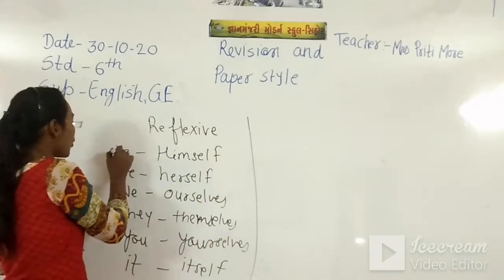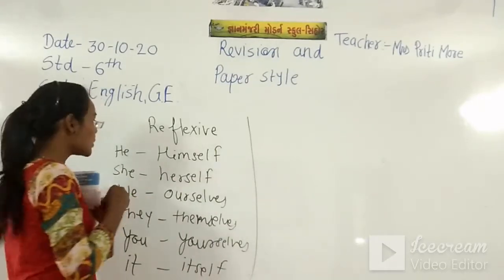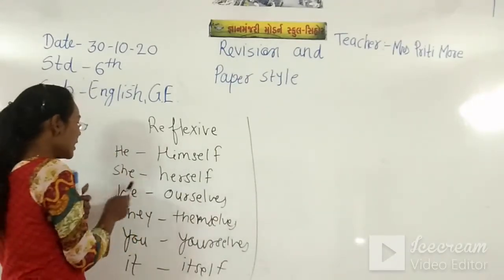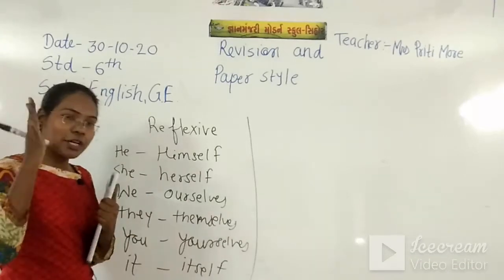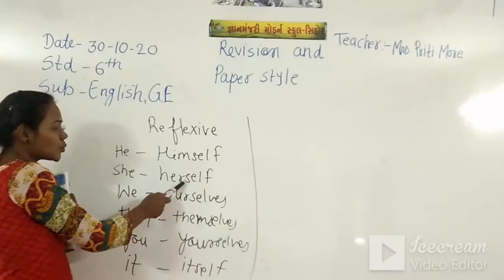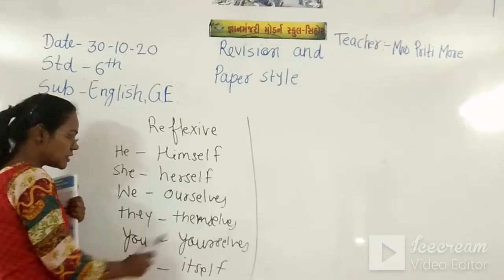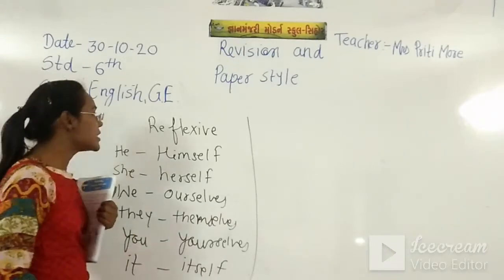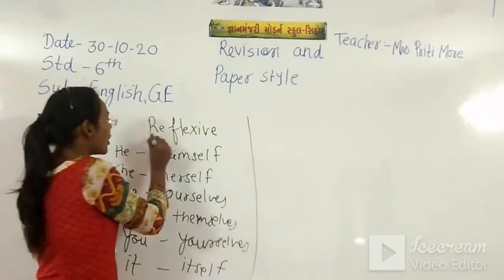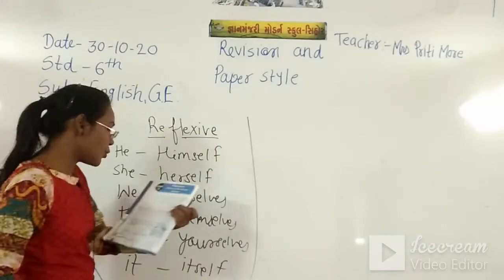For any boy's name or for any male gender, we use the reflexive pronoun himself. If any girl's name or any lady's name is there, or she, we use herself. If we, ourselves. For they, themselves. You, yourself. It, itself. Like this reflexive pronoun we have to use. These are the reflexive pronoun.